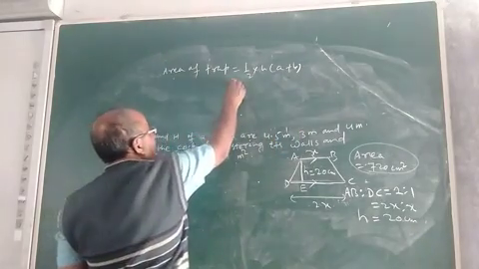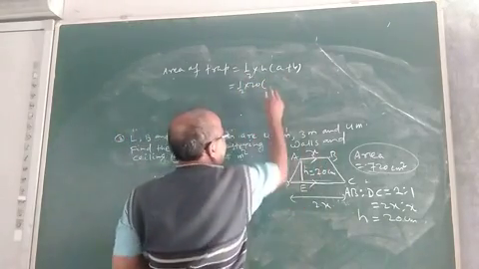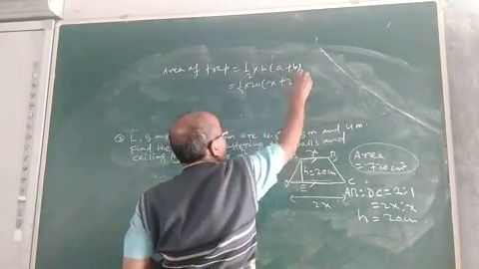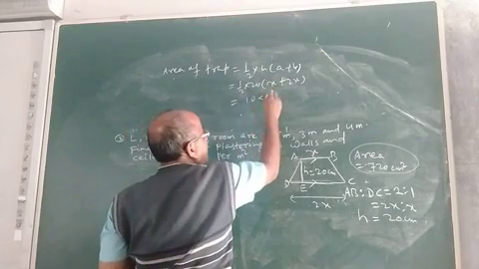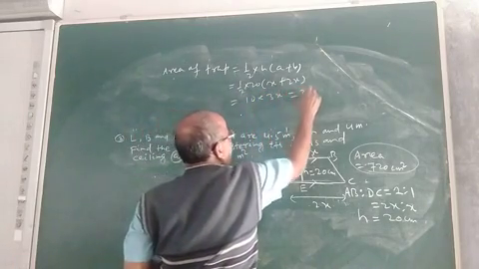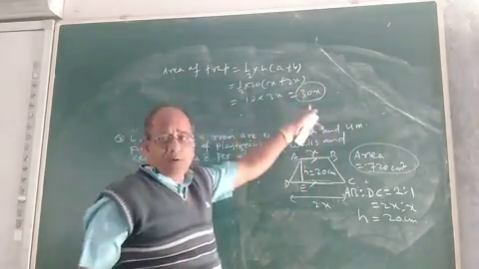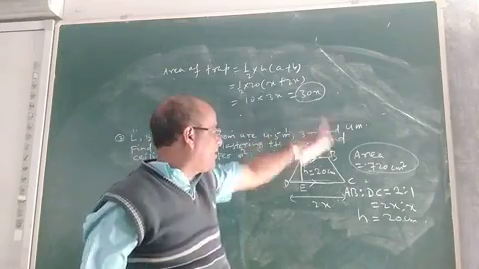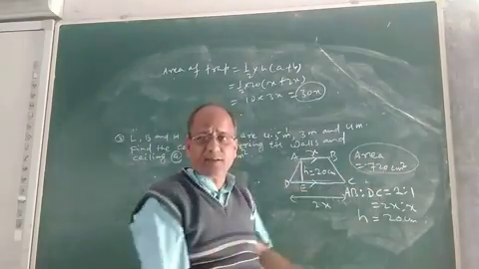Now you put the values: it is half into 20 into (x, one parallel side, plus 2x, the other). So it will be 10 into (x plus 2x), which is 3x. It will be 30x. So the area of the trapezium will be 30x. But what is the area of the trapezium given? It is given as 720. Now make the equation.